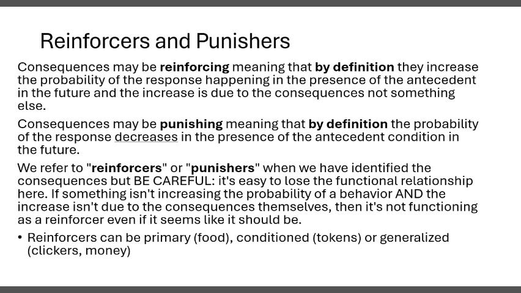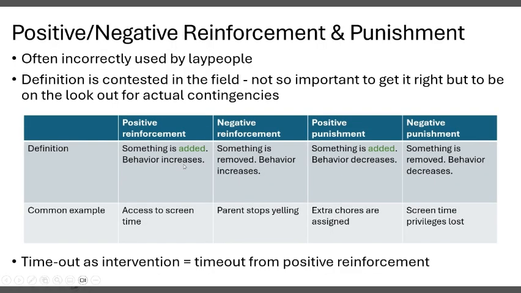Reinforcers can be primary things like food. They can also be conditioned things like tokens. So tokens aren't intrinsically reinforcing, but we set up a condition where people know that those tokens can be turned in and substituted for primary reinforcers like food. And so the tokens themselves begin to have value because they're conditioned to be reinforcers. And then we can get generalized reinforcers like clickers or money. Those things can access other kinds of reinforcers.